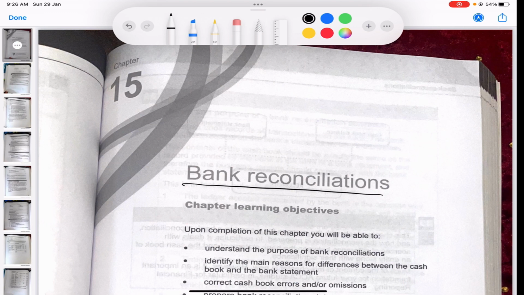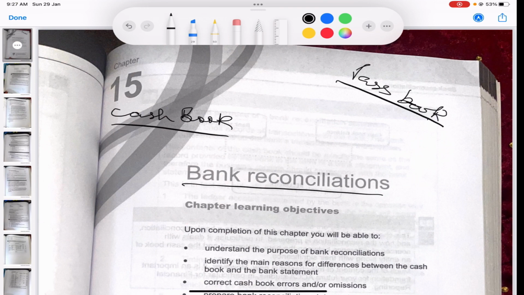So what exactly is bank reconciliation? We all have bank accounts, right? So I have a cash book. What is a cash book? A cash book is basically myself recording all my transactions. And what is a passbook? You must have heard of the word passbook. Passbook is another word for bank statement. So what is a bank statement? A bank statement is a statement provided by the bank which shows all the transactions. We all know what a bank statement really is, right?